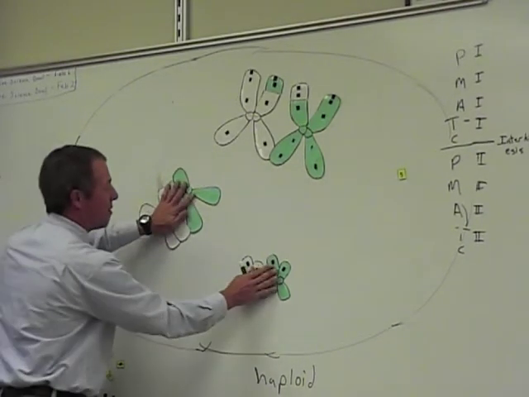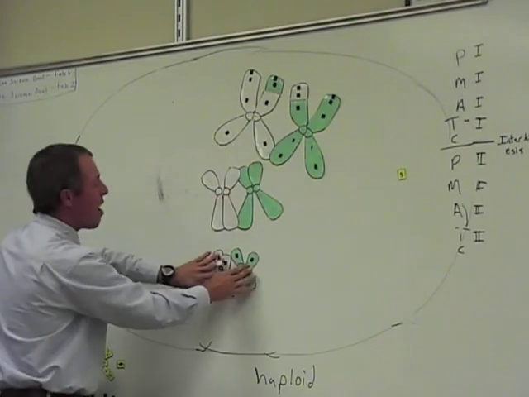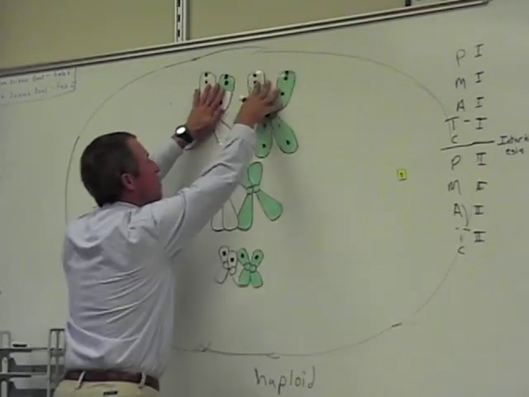Then they line up. Now this part of meiosis is called independent assortment.